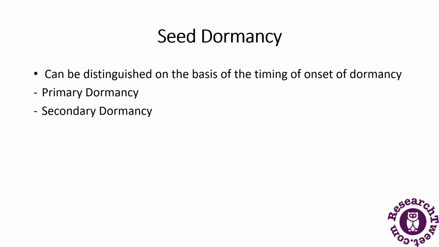Then next comes seed dormancy. Seed dormancies can be distinguished on the basis of the timing of the onset of the dormancy, and they can be divided into 2 parts, that is primary dormancy and secondary dormancy. So we will be discussing both of these dormancies in detail in the next slides.